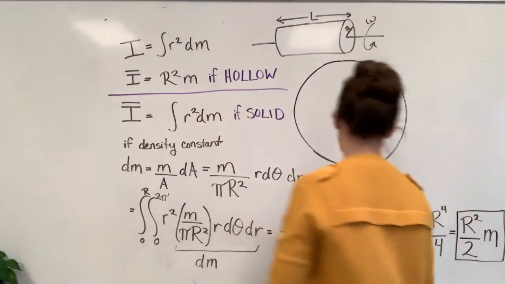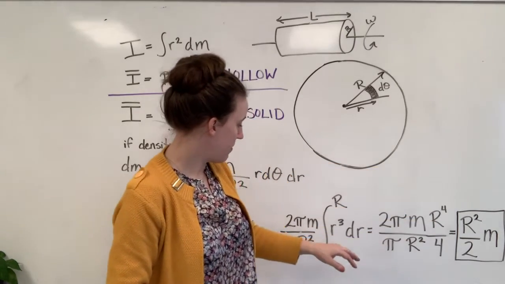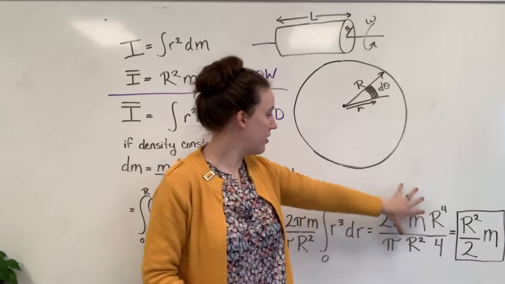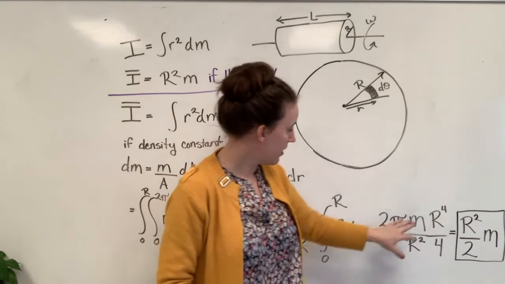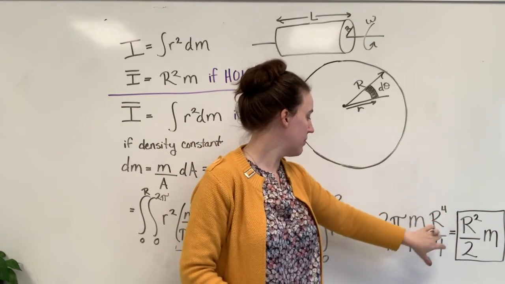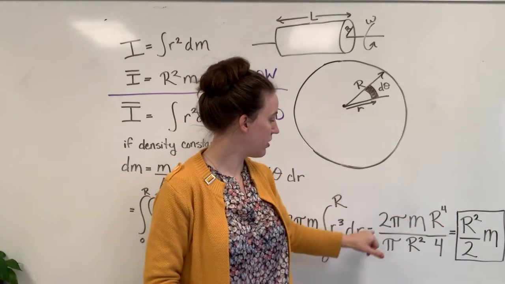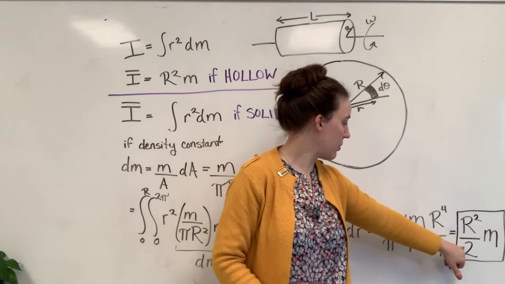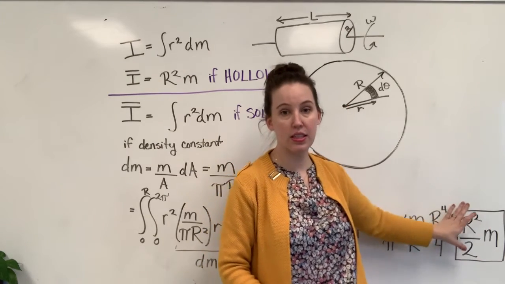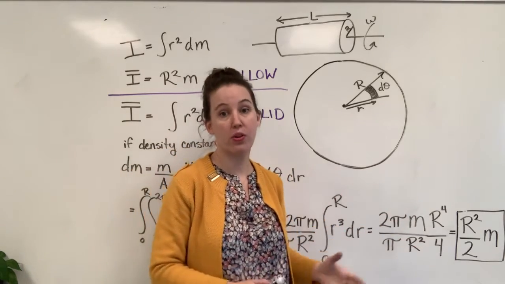That brings us to r to the fourth over 4. And now look, things start to cancel out. The r to the 4th divided by r squared is going to give us r squared. The pi's cancel out. This 2 and this 4 give you 1/2. So for a solid cylinder, our moment of inertia is mr squared over 2.